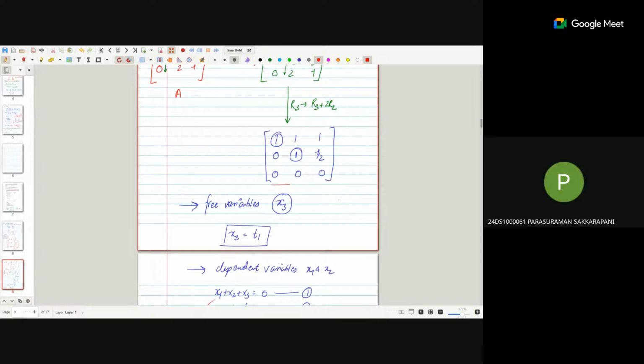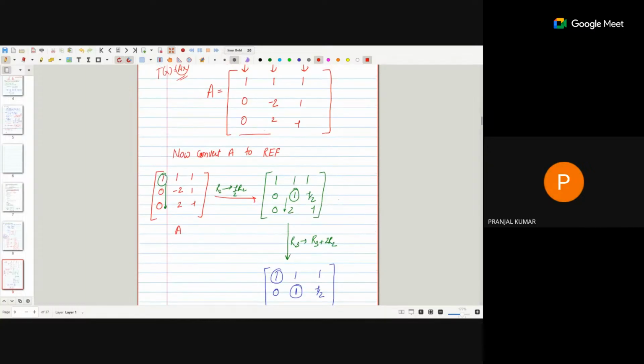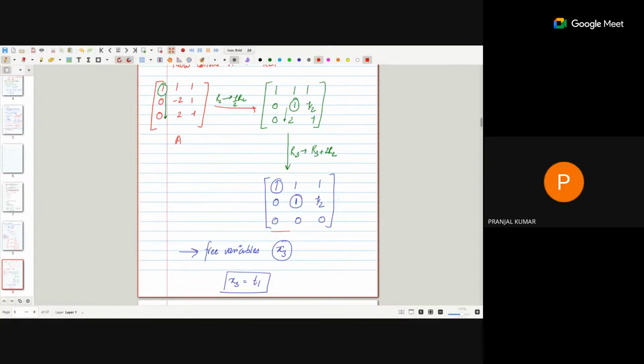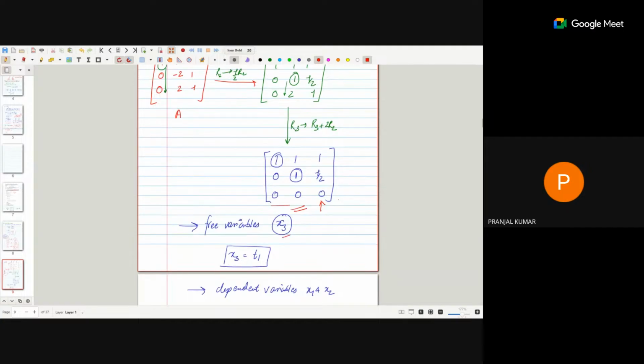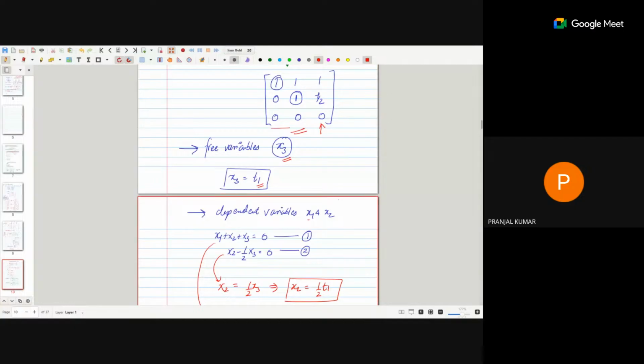No, sir, we understood. Okay, till now we have seen the REF, so we can proceed to find the null space. We will convert this matrix to its REF. So this will be the REF form. Now you can see that this column is missing the pivot. So x3 is your free variable. I have assigned a value of t1 to it, which is a parameter. Now the dependent variables x1 and x2 have been expressed in terms of x3.